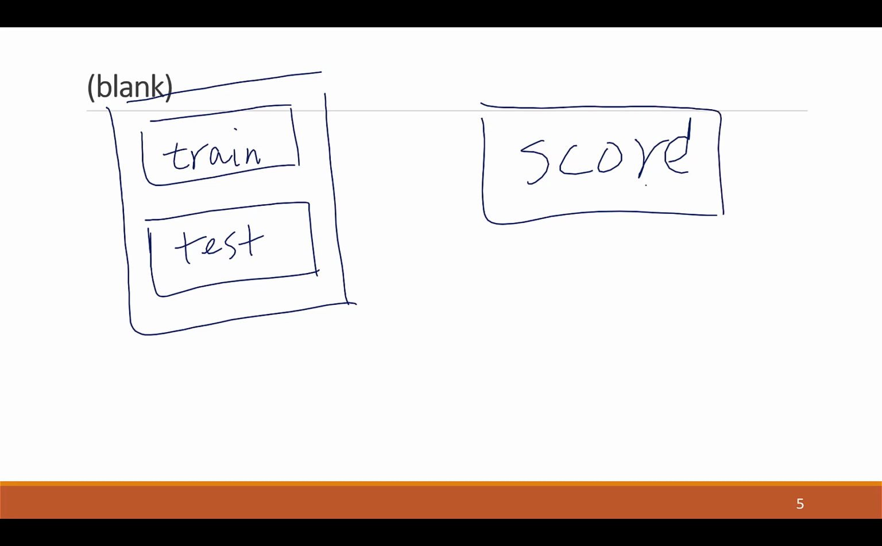The score set is not available prior to your conducting the project. The score set represents the true future data sets for which you do not have the a priori target values, and you use your trained model, hopefully the model that is evaluated to be the best overall model. You use that model to predict the target values in the score sets. So that's one difference.